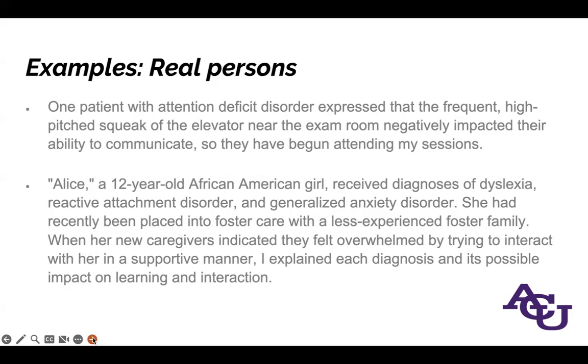Next, this one is the one with the pseudonym. Alice, a 12-year-old African-American girl, received diagnoses of dyslexia, reactive attachment disorder, and generalized anxiety disorder. She had recently been placed into foster care with a less experienced foster family. When her new caregivers indicated they felt overwhelmed by trying to interact with her in a supportive manner, I explained each diagnosis and its possible impact on learning and interaction.